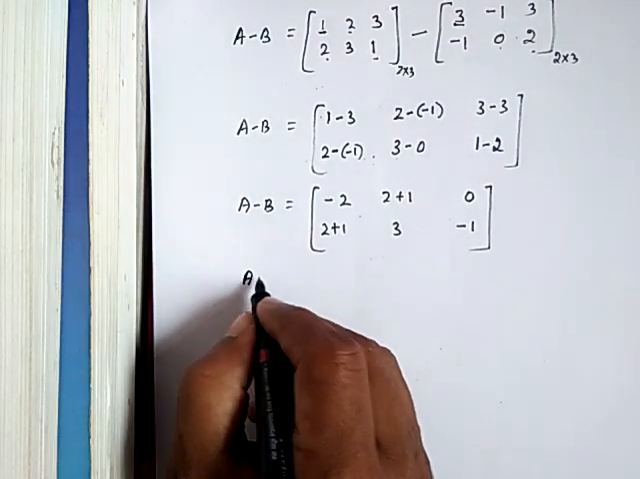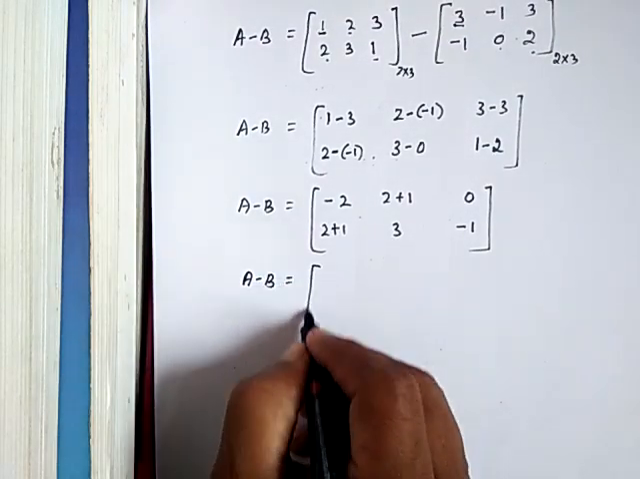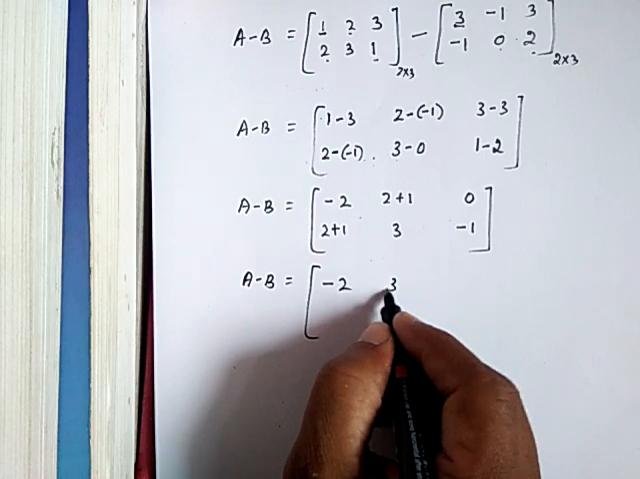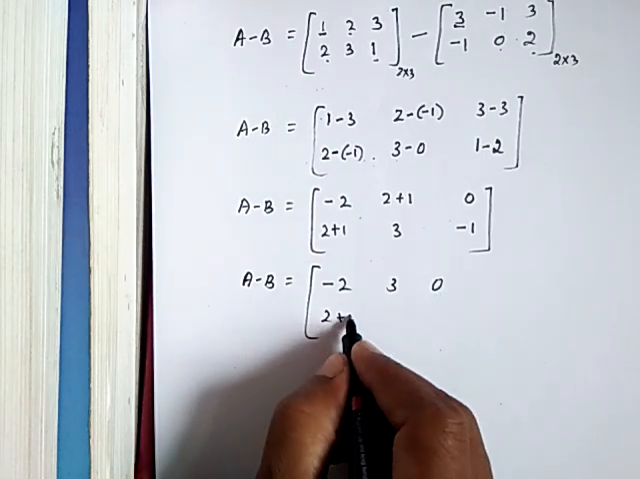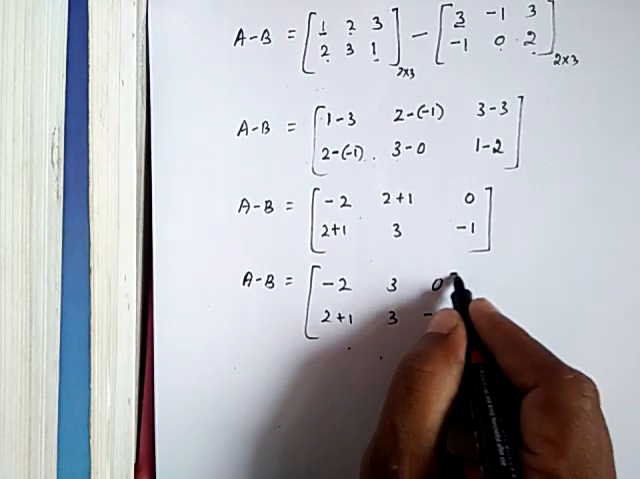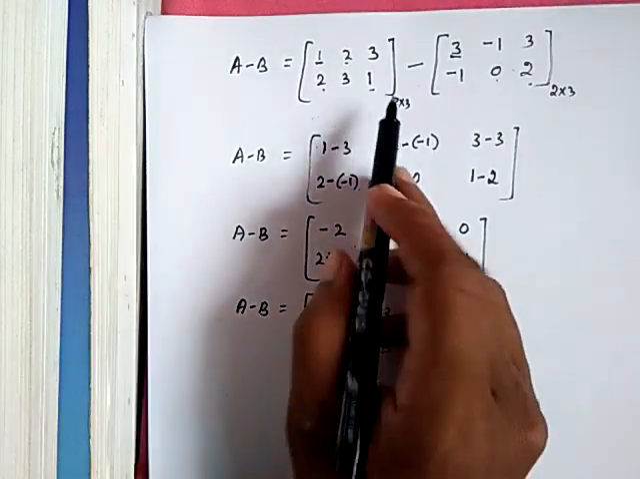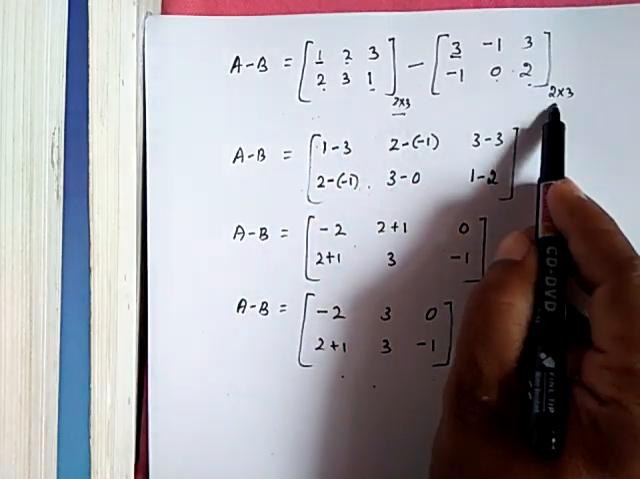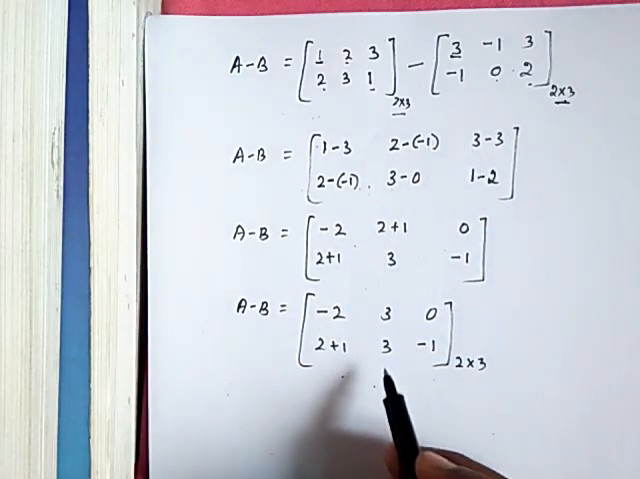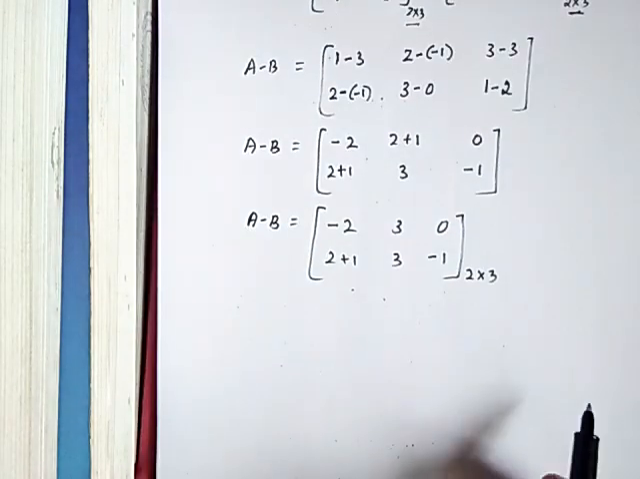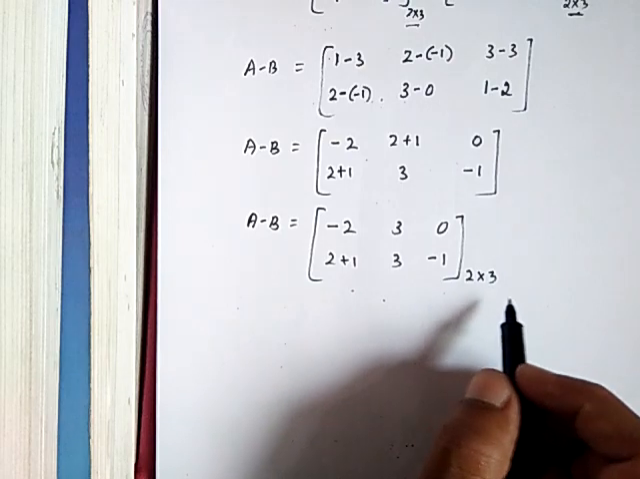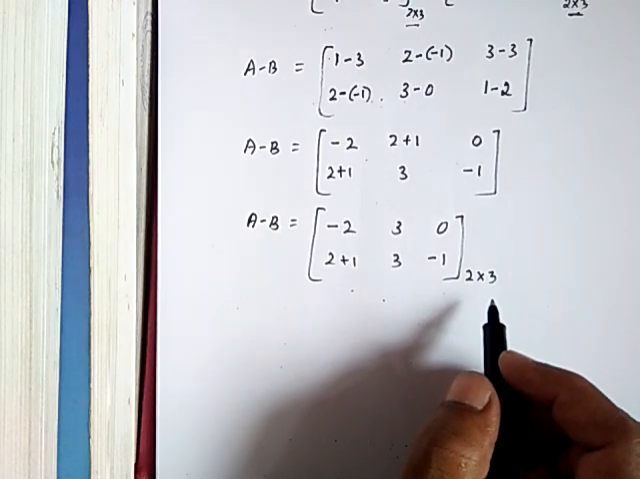In the next step you can write A minus B is equal to minus 2, 3, 0, 3, 3, minus 1, which is of the order 2 by 3. Now see here, you had 2 by 3 and 2 by 3, and after subtraction or difference also you get 2 by 3 only. What is the idea? Clear here?